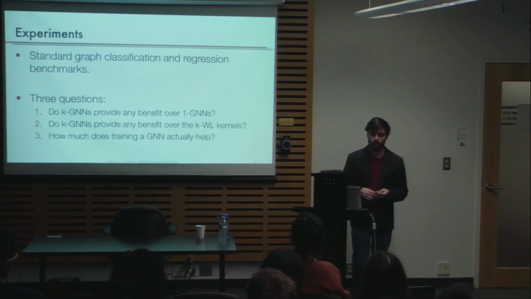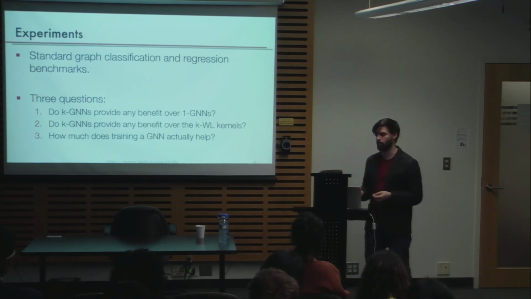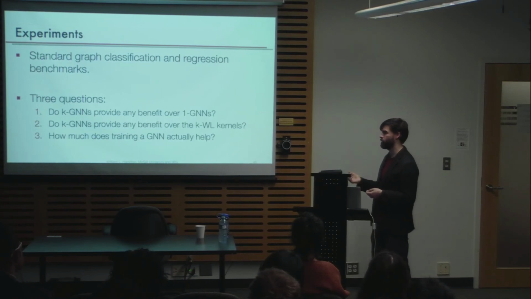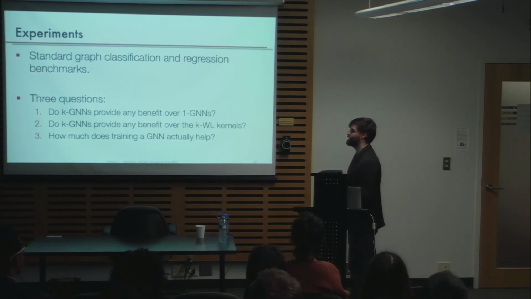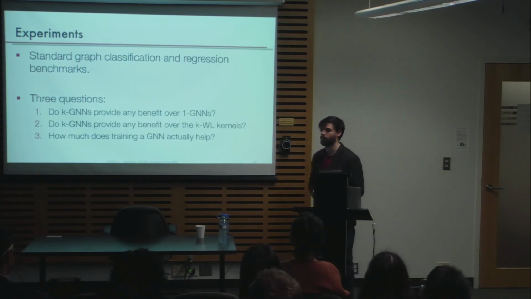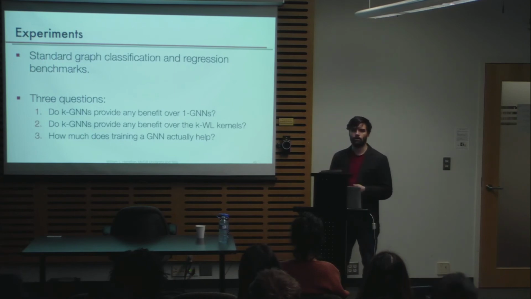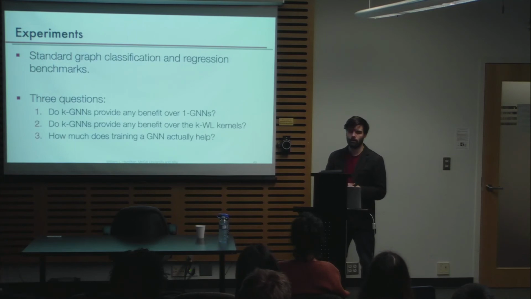And then the last point, which is not something that I talked about in detail, but I think is a really interesting point, is the third question: how much does training a graph neural net actually matter? What's interesting is that another consequence of the theory in this work is that a randomly initialized graph neural net is in expectation as powerful as the WL test.